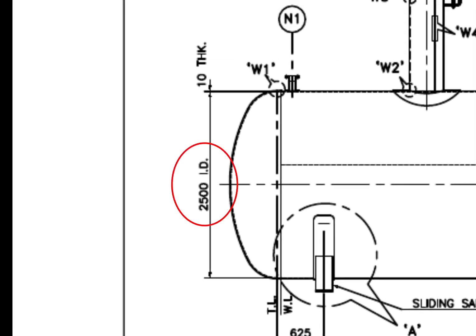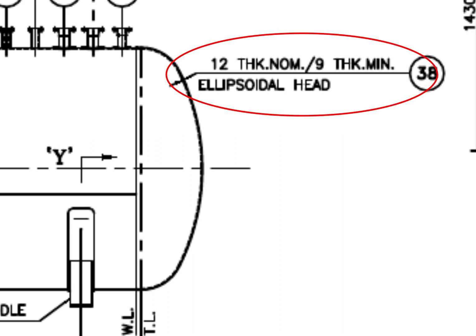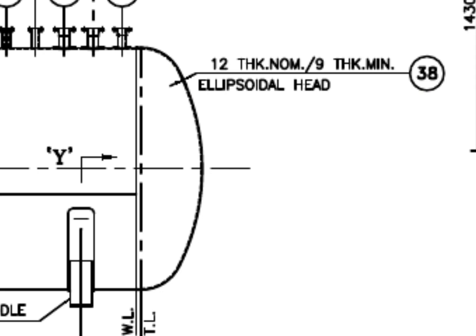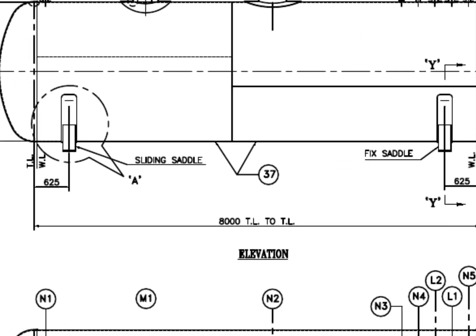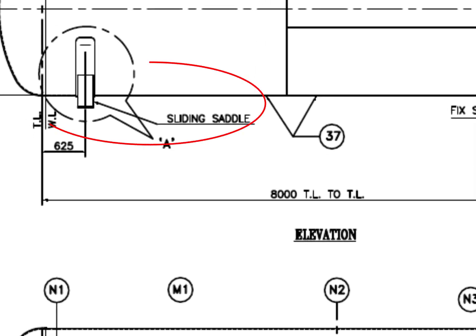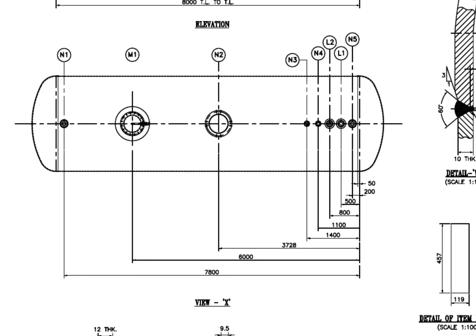The diameter of the tank is 2,500 mm and the thickness is 10 mm. See the description. It says the dish end is ellipsoidal, the dish blank thickness is 12 mm and after forming, the minimum thickness shall be 9 mm. See the saddle supports. This one is fixed. This one is a sliding saddle. See the top view of the vessel and study the nozzle arrangements.